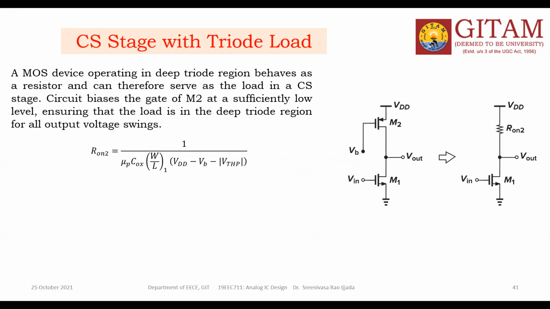This is the NMOS device. This is the PMOS device, the load. For the PMOS device, VB is applied. The value of VB is such that the device works in the deep triode region. Whenever this device is working in the deep triode region, the entire device can be replaced with an equivalent resistance, Ron2. I think you understood that.